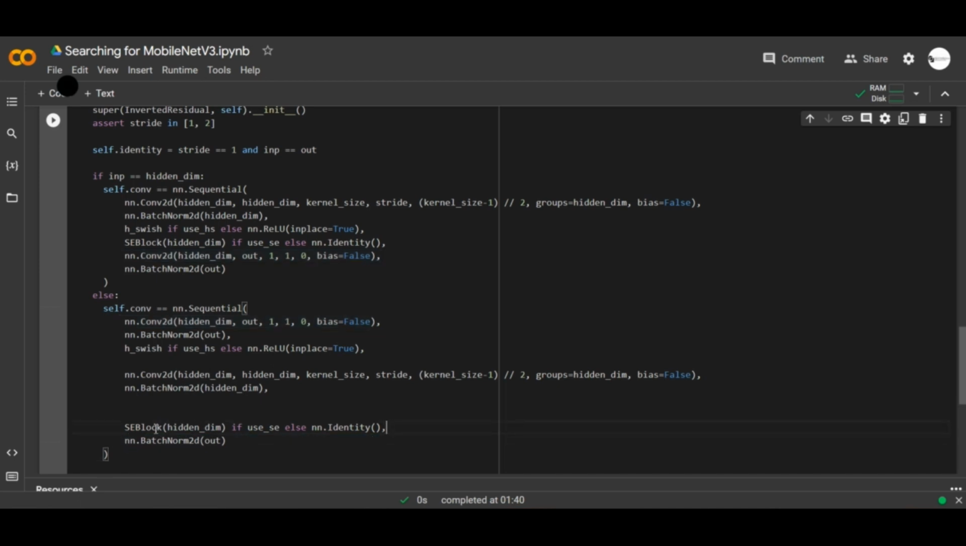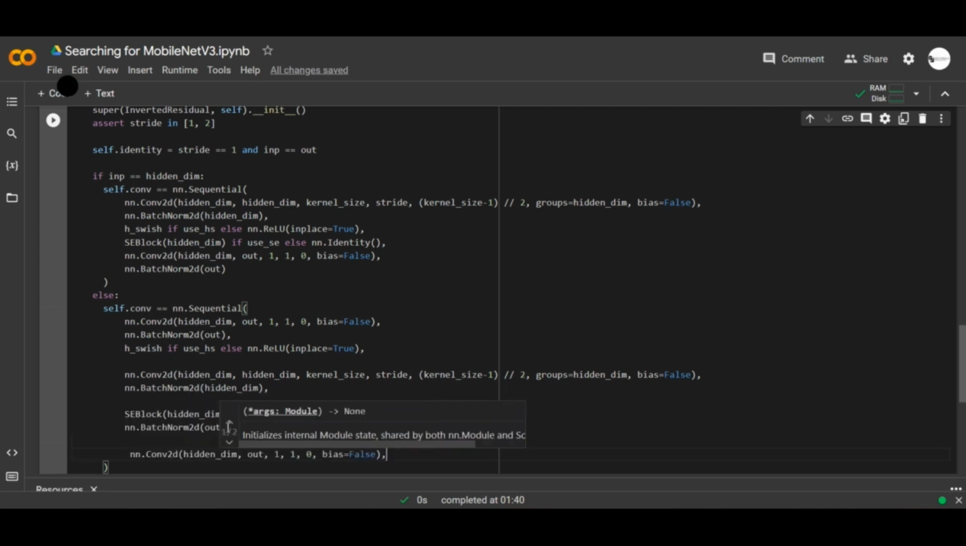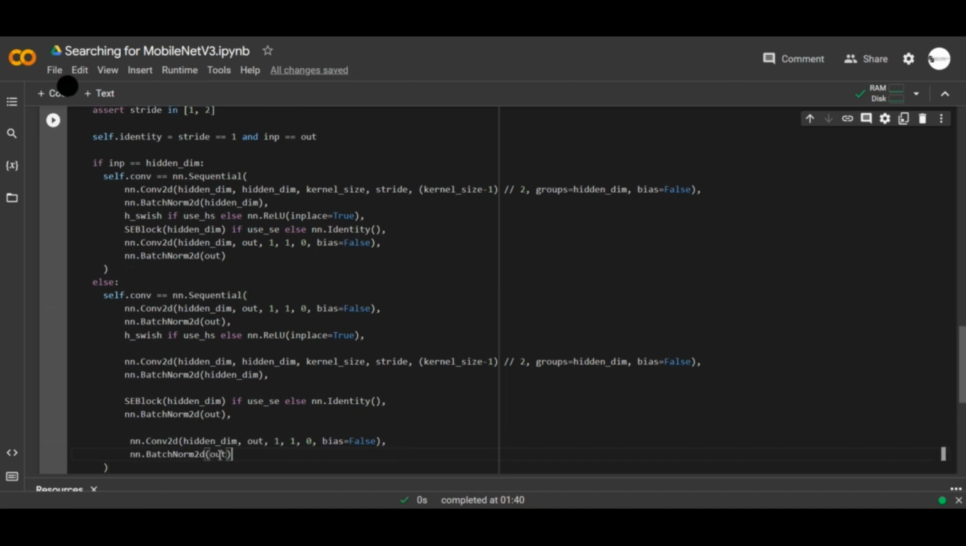Then after the squeeze and excite, we apply the batch norm 2D. Then after that, we close this with a pointwise layer. We're gonna apply nn.BatchNorm. So that's how it is.